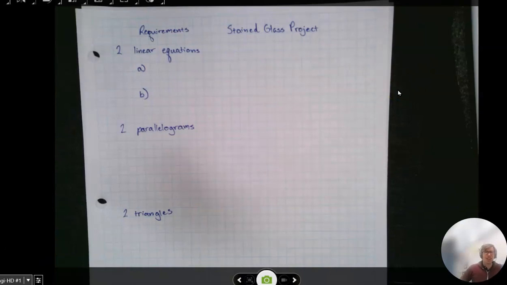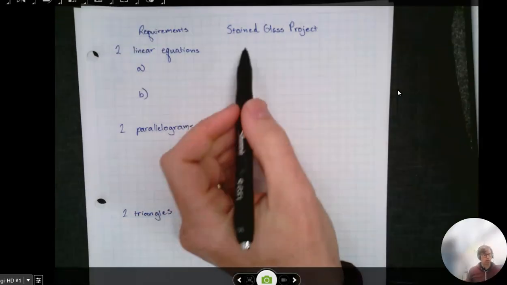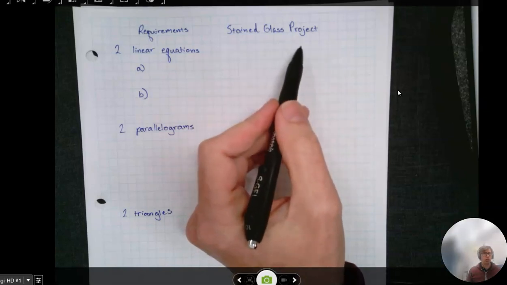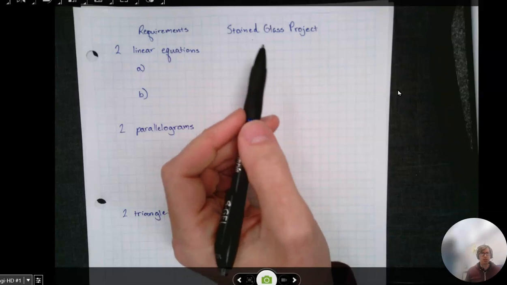Good afternoon. Today I'm going to go over how to make your stained glass window project, at least the main strategy you could take to be successful with this. So let's just run through the requirements. We're doing a stained glass window design. It can be just geometric or it can be representative of something.